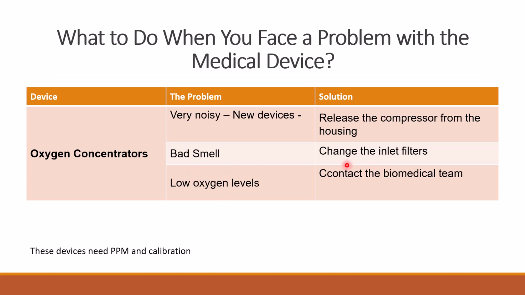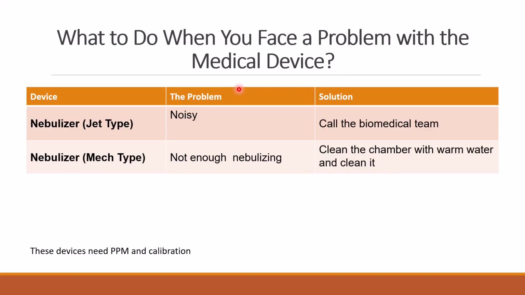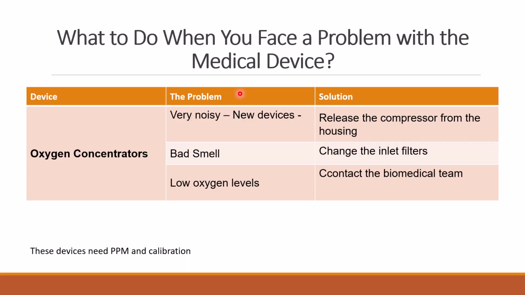We have a bad smell. You need to change the inlet filters. The patient will tell you, I have a bad smell in the air. Here we have the housing. When you open this cover, you will find an air filter inside it. The air filter is a material that comes in a transparent housing, and the color will be white. So when there is a lot of dust or the color changes, it will lead to a bad smell. So we need to change the filter, and the calibration BPM team will change it at the time needed.